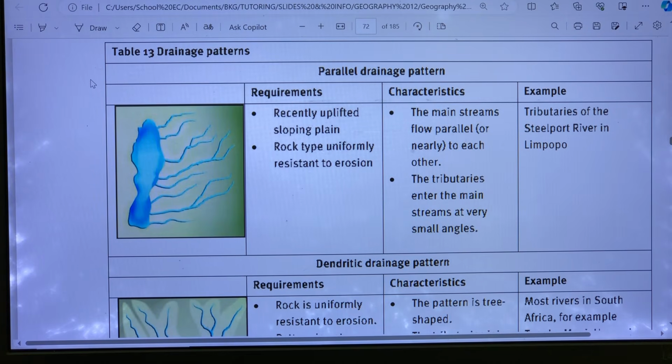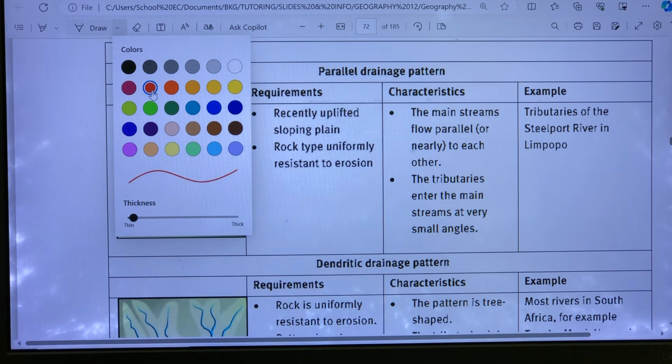So today I want us to look at geography, drainage patterns. So we're going to be discussing drainage patterns. All right, so you know that drainage patterns are some form of a drainage basin. This basically means that a drainage basin can form in various patterns, which we are going to discuss today. So this is our topic today.